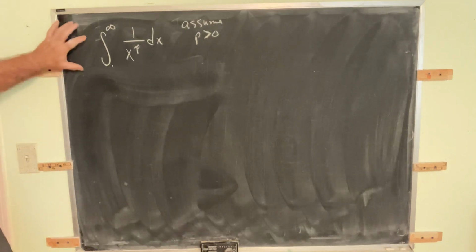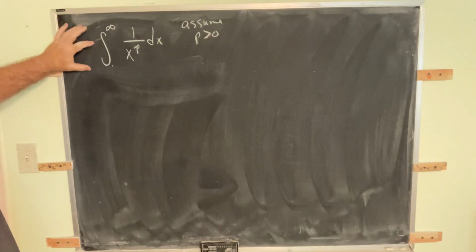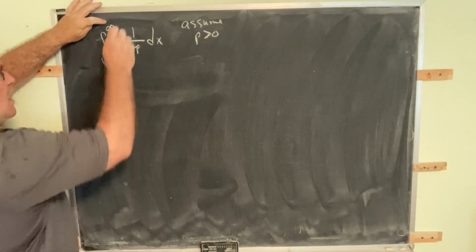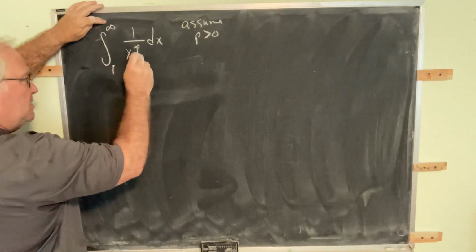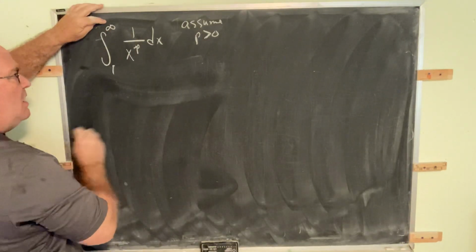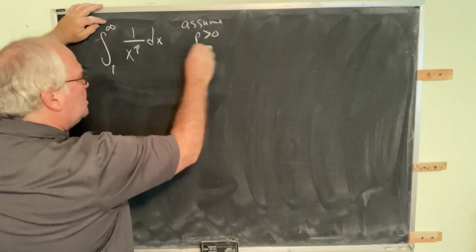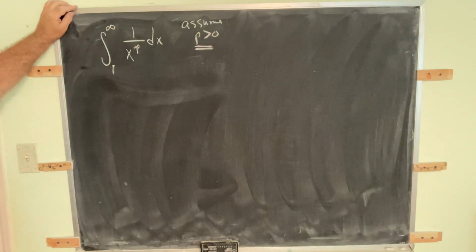Our last topic with these improper integrals is a special kind of integral. This is the integral from 1 to infinity of 1 over x raised to the p power dx. We are going to assume, this does not strictly speaking require, but for our work we're going to assume that p is greater than 0.